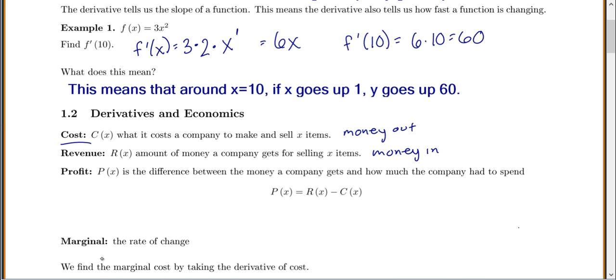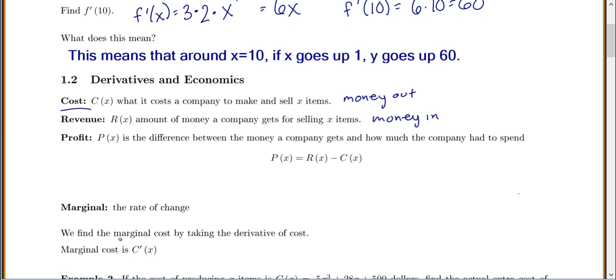Profit, P of x, then, is the difference between the money that comes in and the money that goes out. So it's the difference between the money a company gets and how much the company had to spend. So the profit is always R of x minus C of x. You're going to use that for the rest of the semester. You need to know these three things and know that profit is revenue minus cost. Now in this section we do introduce a new term which is called marginal. We use this for our economic terms, and basically it just means the rate of change.